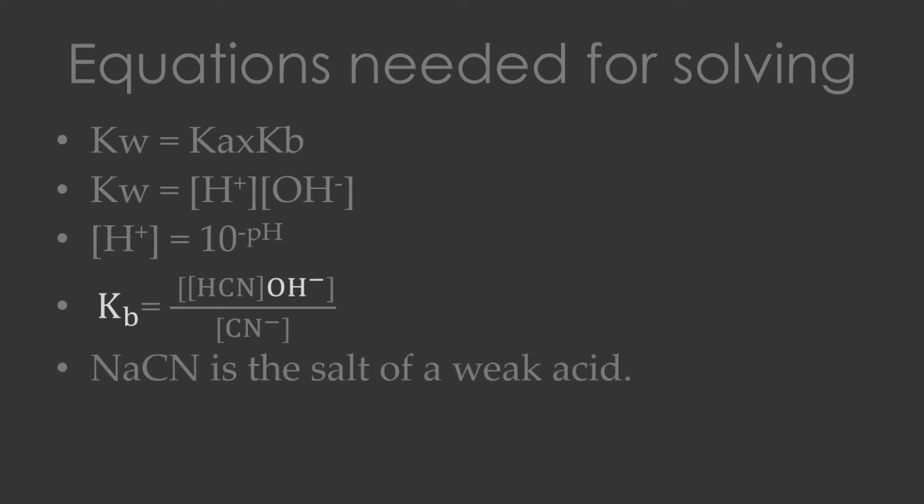NaCN is a salt of a weak acid. Therefore, CN− is a strong conjugate base. We need all of this information before we could start to solve this problem.